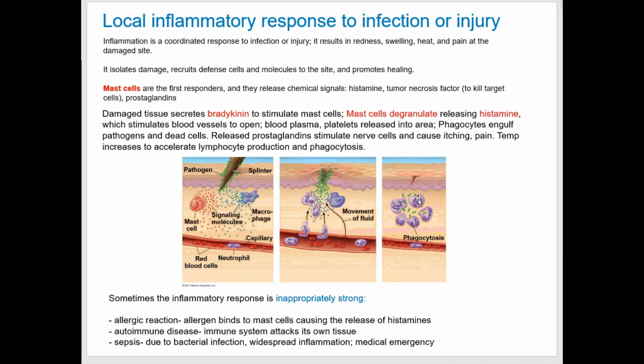And then the healing begins. Notice how the blood vessels go back to their normal state. So it means the infection has been cleared.